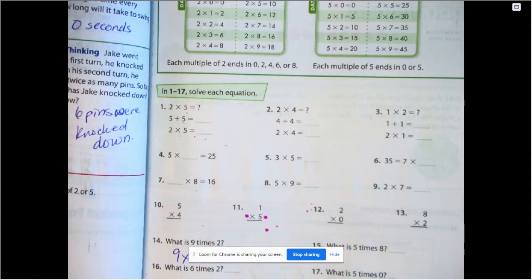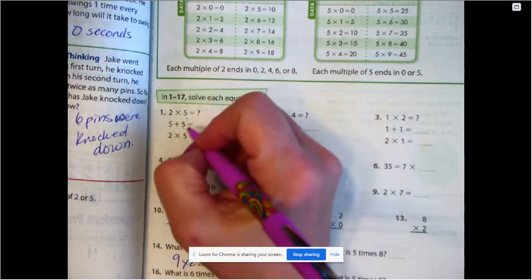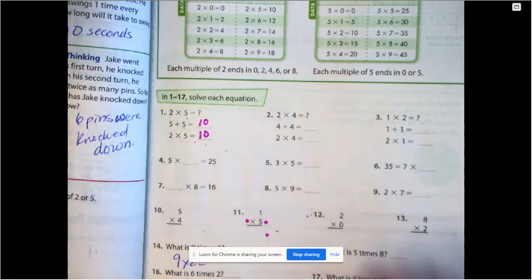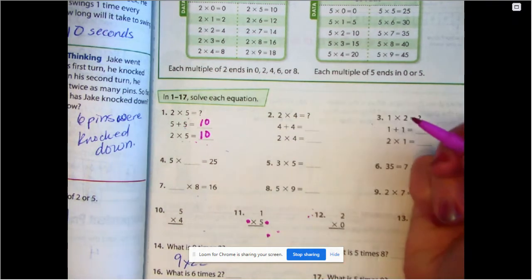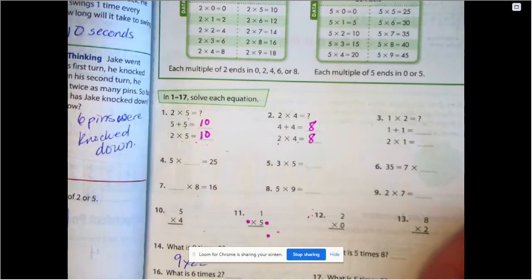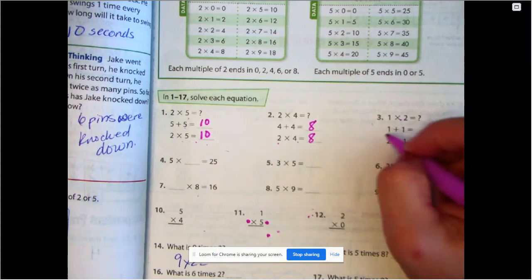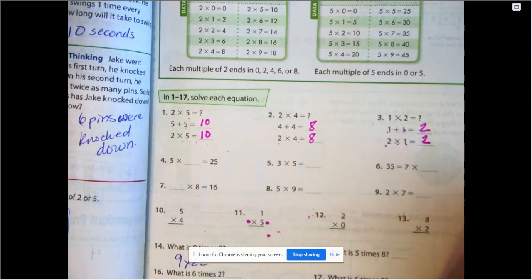So number 1, 2 times 5 equals what? Question mark means the unknown. We don't know what the answer is there, so we're going to do something to solve it. 5 plus 5, we know is 10. 2 groups of 5, well, there's 2 5s right there, equals 10. Number 2, 2 times 4 equals unknown. 4 plus 4 equals 8. 2 groups of 4 is 8. 1 times 2 equals unknown. 1 plus 1 is 2. 2 groups of 1 is 2.